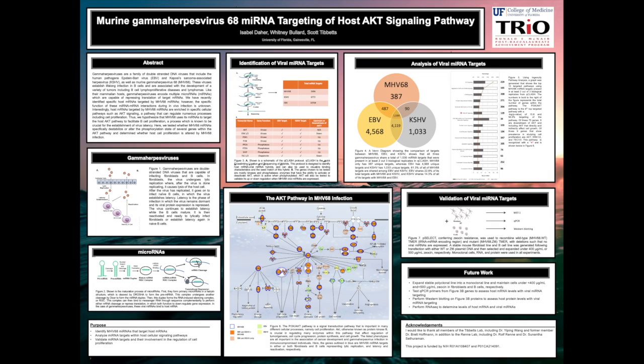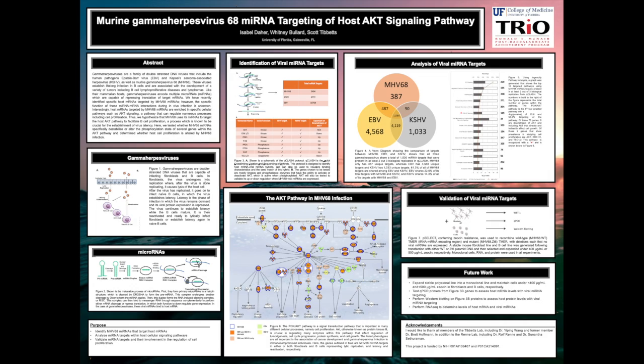To see where MHV68 targets appeared in several cellular pathways, I ran a pathway analysis, and Figure 5 shows you the top 15 targeted pathways of MHV68's viral microRNAs. Down here in Figure 6, you can see all three viruses' targets within this pathway, namely AKT, PP2A, PI3K, PDK1, and SHIP.